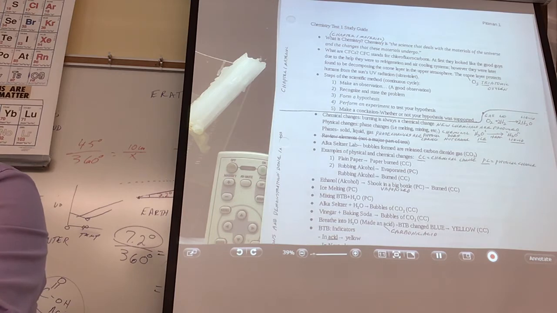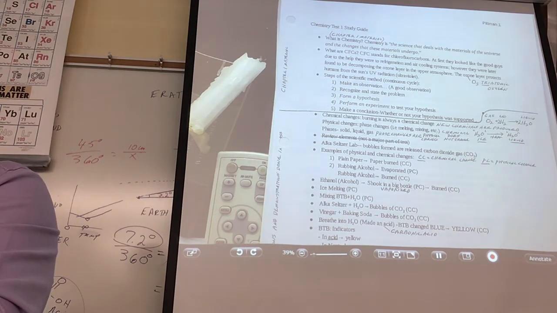Indicators. Remember that? And BTB is an indicator, isn't it? And so I had somebody blow into some blue BTB water, and it went from blue to green or sometimes yellow. What did that tell you? Go down here where it says indicators. What does it mean when BTB changes? BTB can be blue, green, or yellow. So which one? What happened?